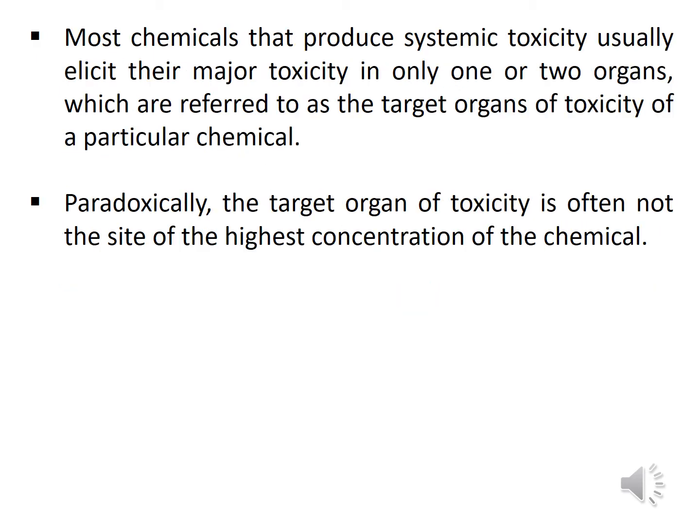A term that you are going to come across in toxicology is the target organ, so we need to explain the meaning of this term. Most chemicals that produce systemic toxicity usually elicit their major toxicity in only one or two organs, which are referred to as the target organs of toxicity of a particular chemical. Paradoxically, the target organ of toxicity is often not the site of the highest concentration of the chemical. So it is not always true that the target organ of toxicity has the highest concentration of the chemical.